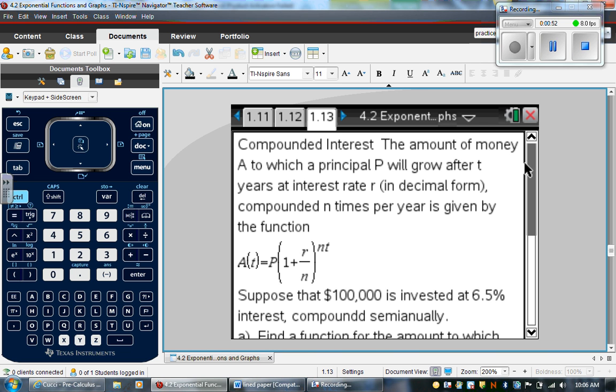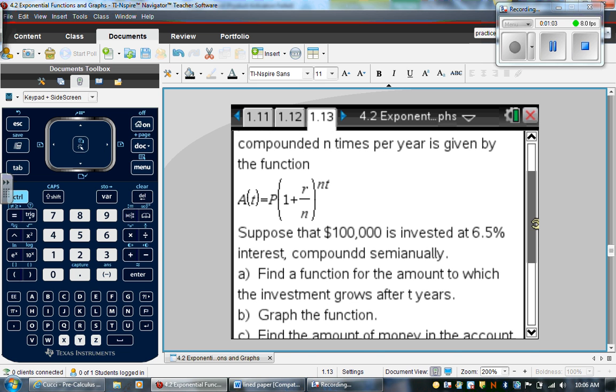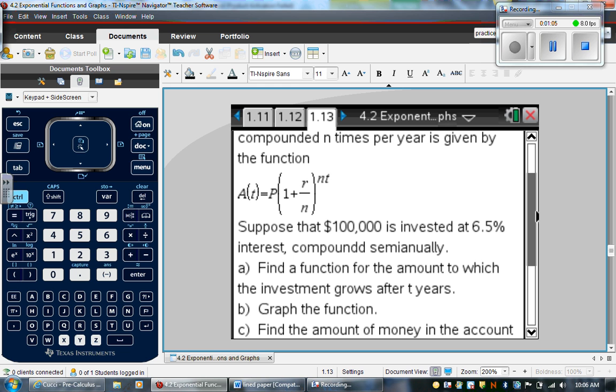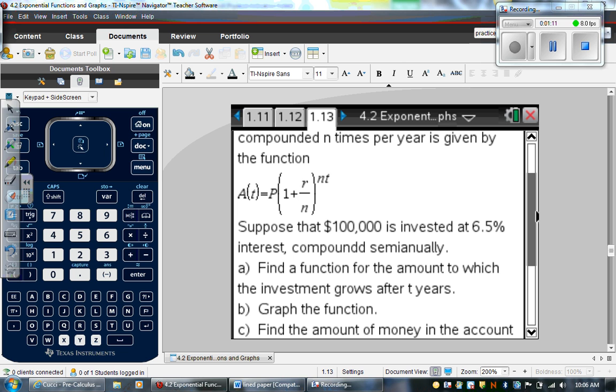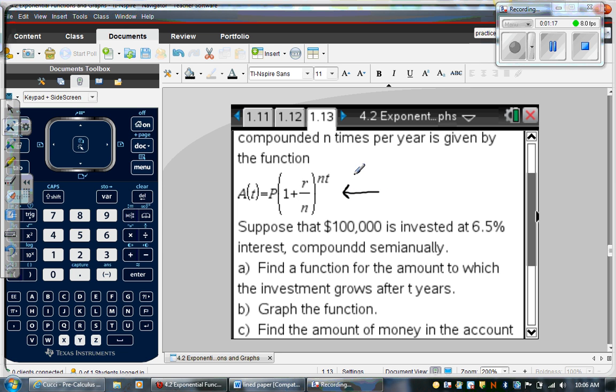So the amount of money A to which a principal P will grow after T years at interest rate R in decimal form, compounded n times per year, is given by the function A of T equals P times 1 plus R divided by n raised to the n times T. So this formula here, you've actually seen this formula before, and we're going to be using this formula extensively. So you do have to know this formula. I'm not giving it to you. You have to have it memorized.